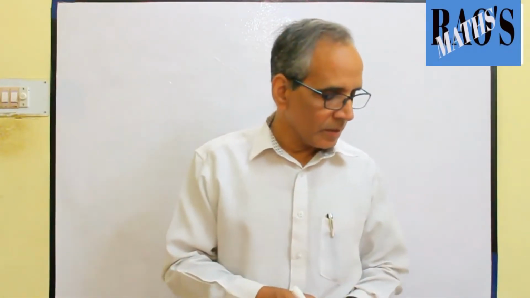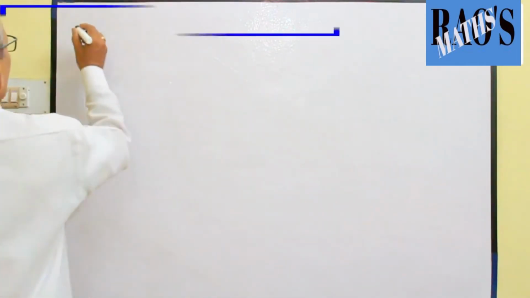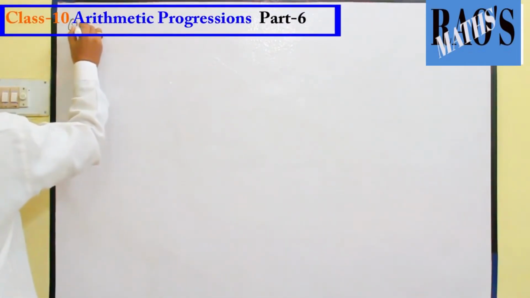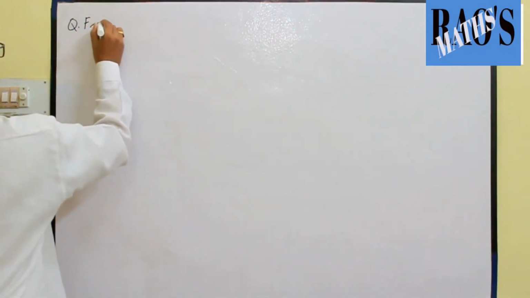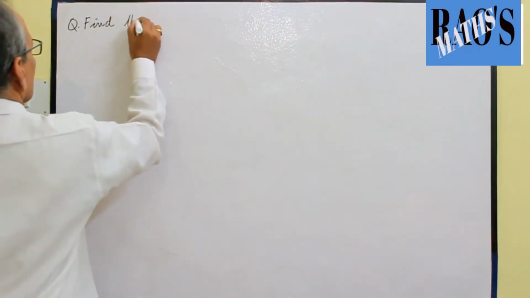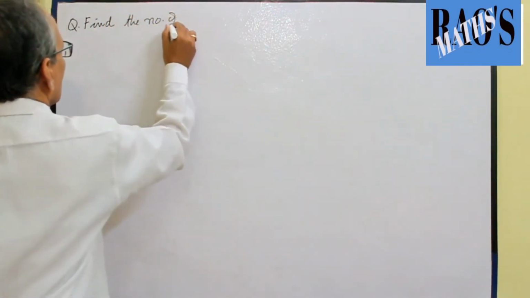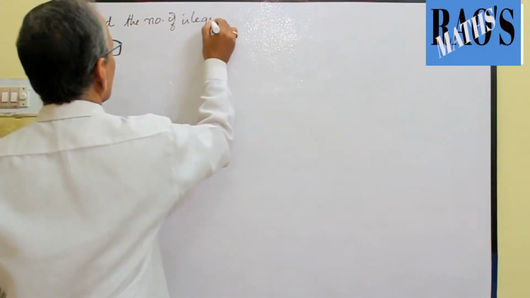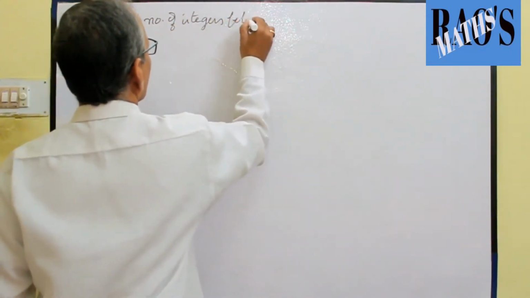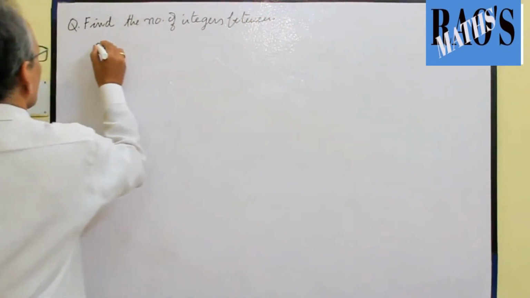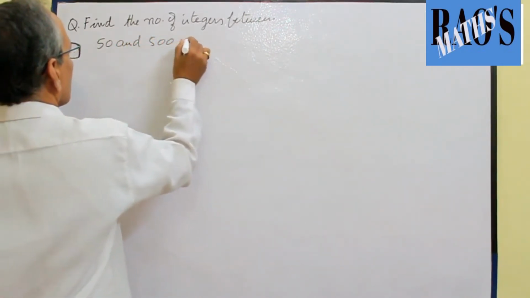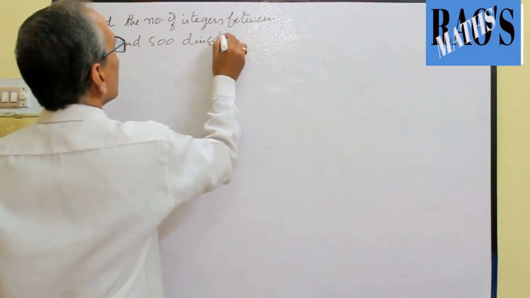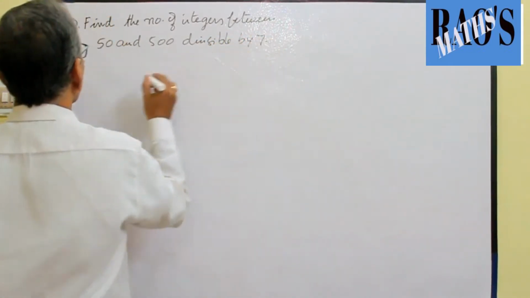Let's continue the sum of the verbal questions of arithmetic progression for class 10. In this question, you have to find the number of integers in between the given range. The question is, find the number of integers between 50 and 500 divisible by 7.